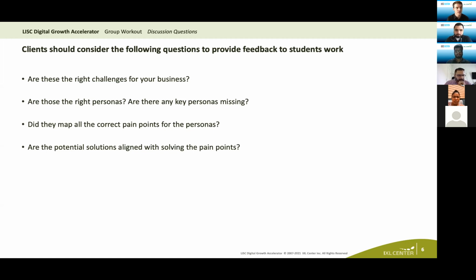So we're trying to hone in on those personas that are related to your challenges. Number three, did the consulting team map all the correct pain points for the personas? One thing that's very important with the personas and the journey maps is trying to identify the pain points and how we can solve those. And number four, are the potential solutions aligned with solving these pain points?